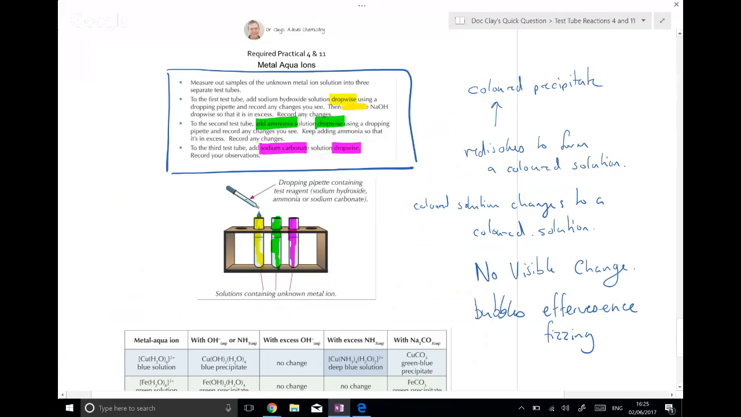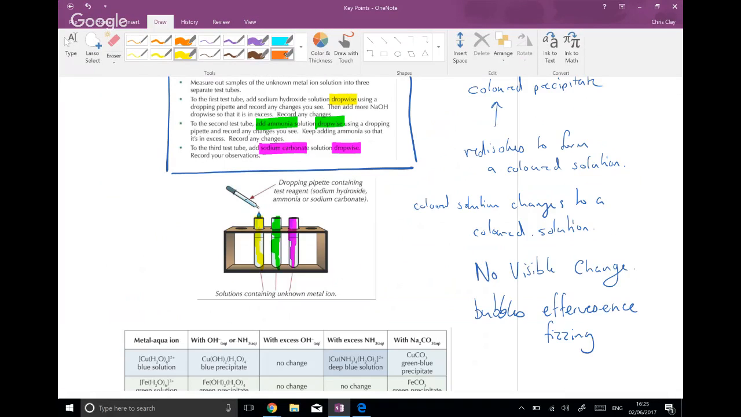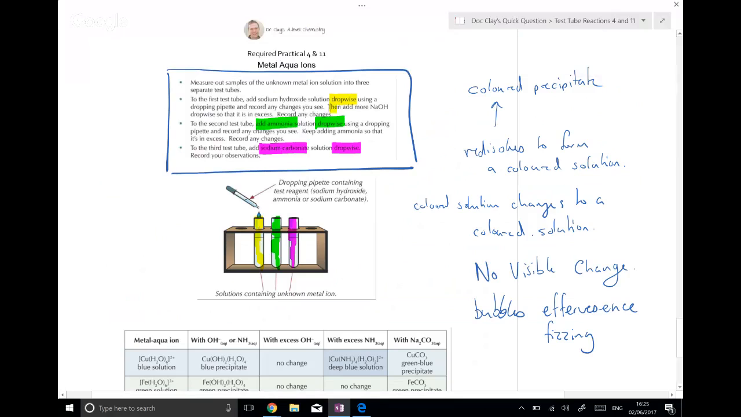Oops, I didn't mean to actually scribble that out there. I meant to highlight.